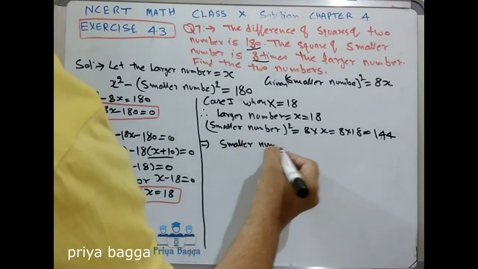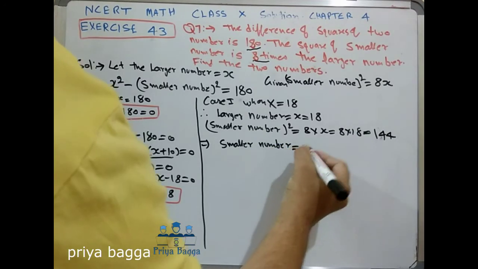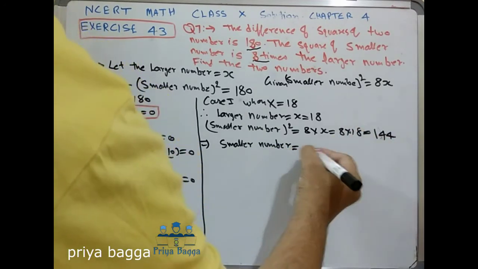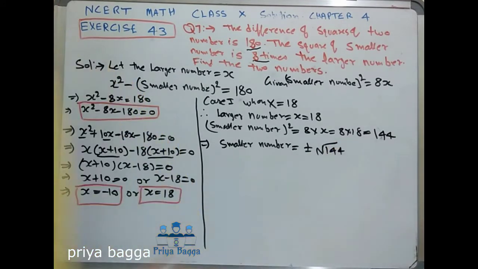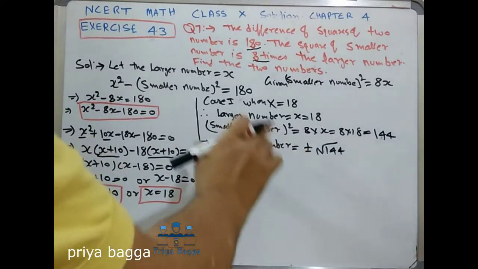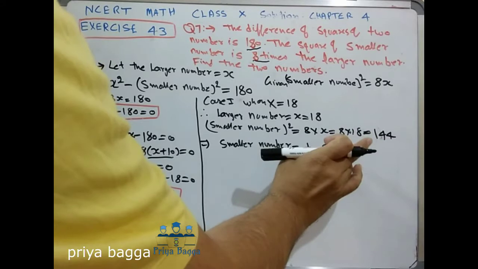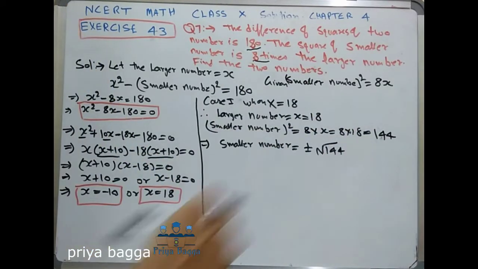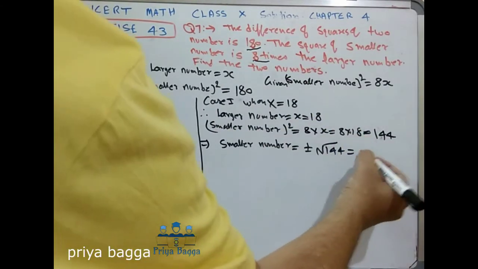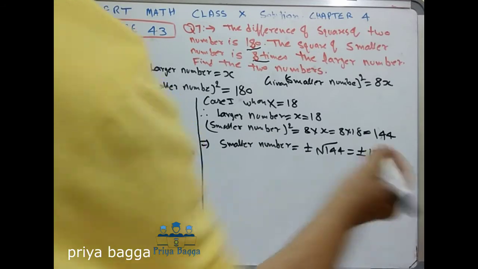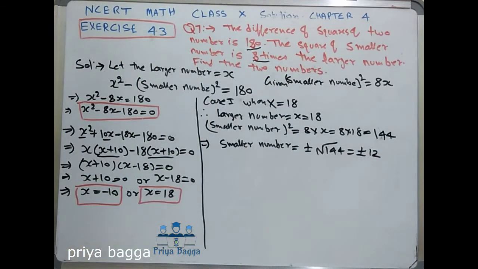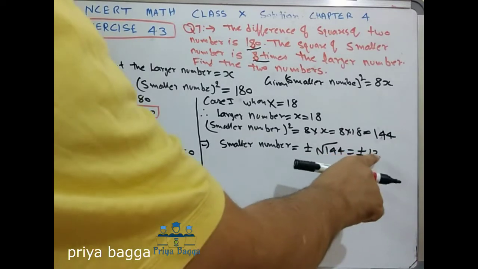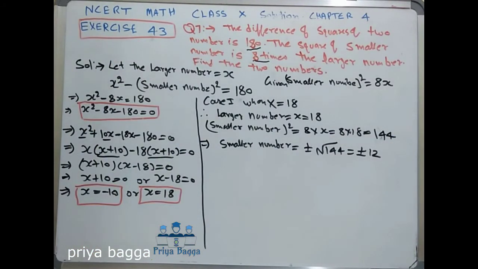Okay, right? So which implies the smaller number is equal to plus minus square root of 144. Now why plus minus? Because the square of positive and negative both is positive, so that is why this is plus minus. So this is equal to plus minus 12. So if the larger number is equal to 18, then the smaller number can be either plus 12 or minus 12.